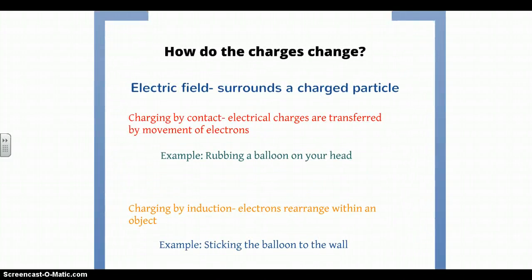So you've got 2 different ways to have protons and electrons impact each other. The first one is called charging by contact.